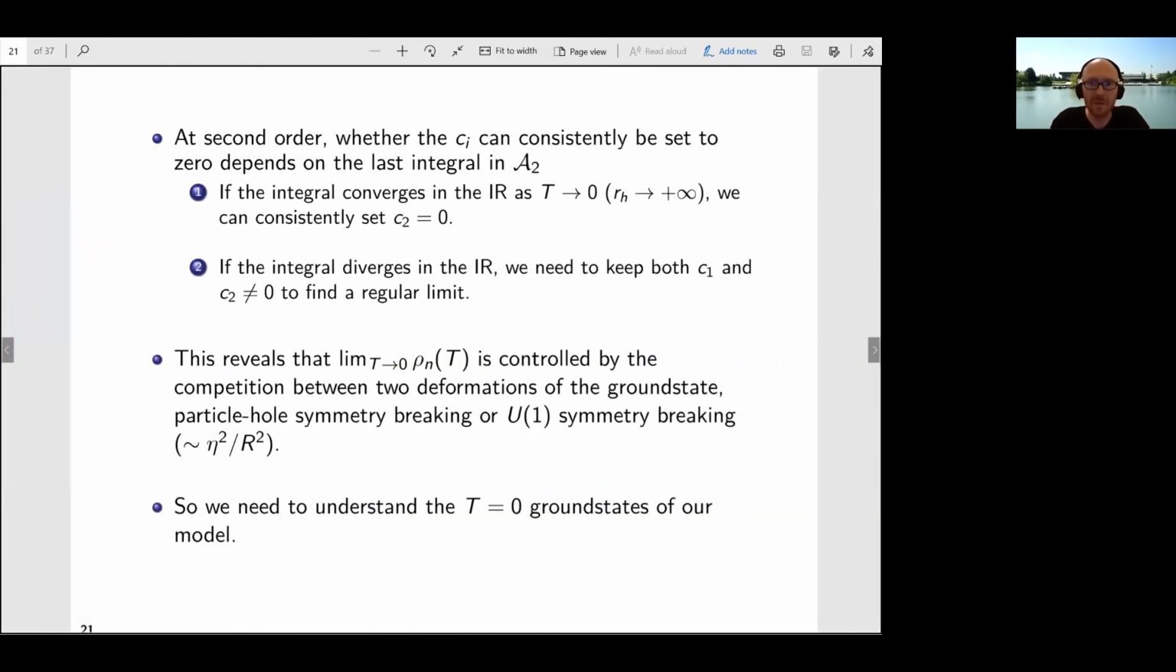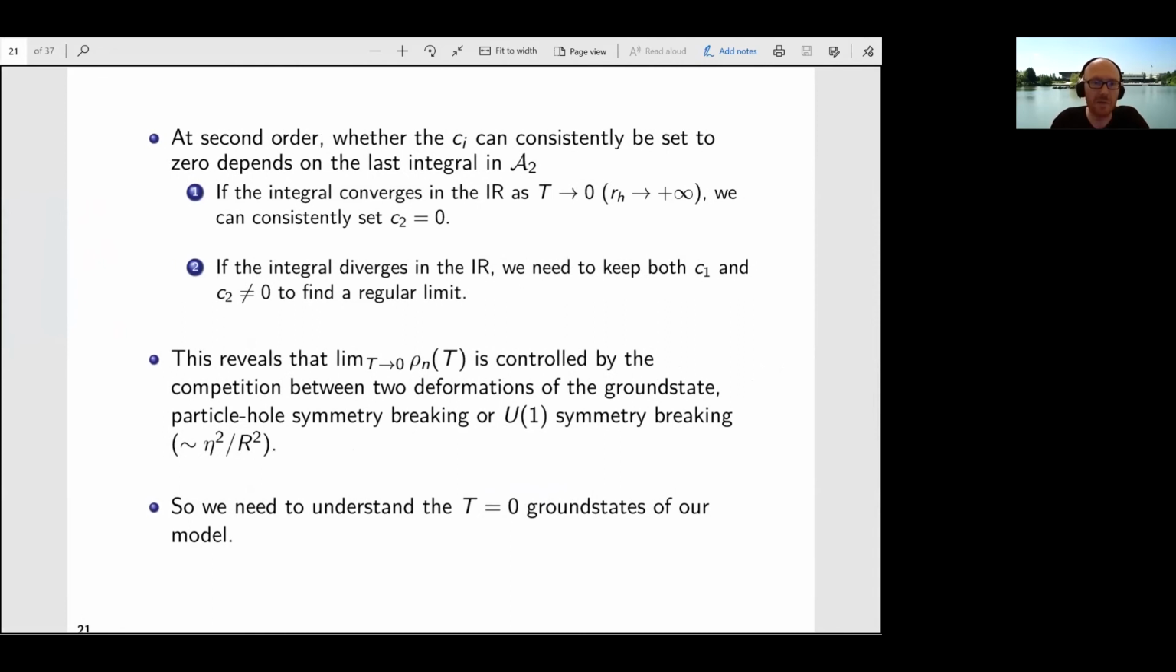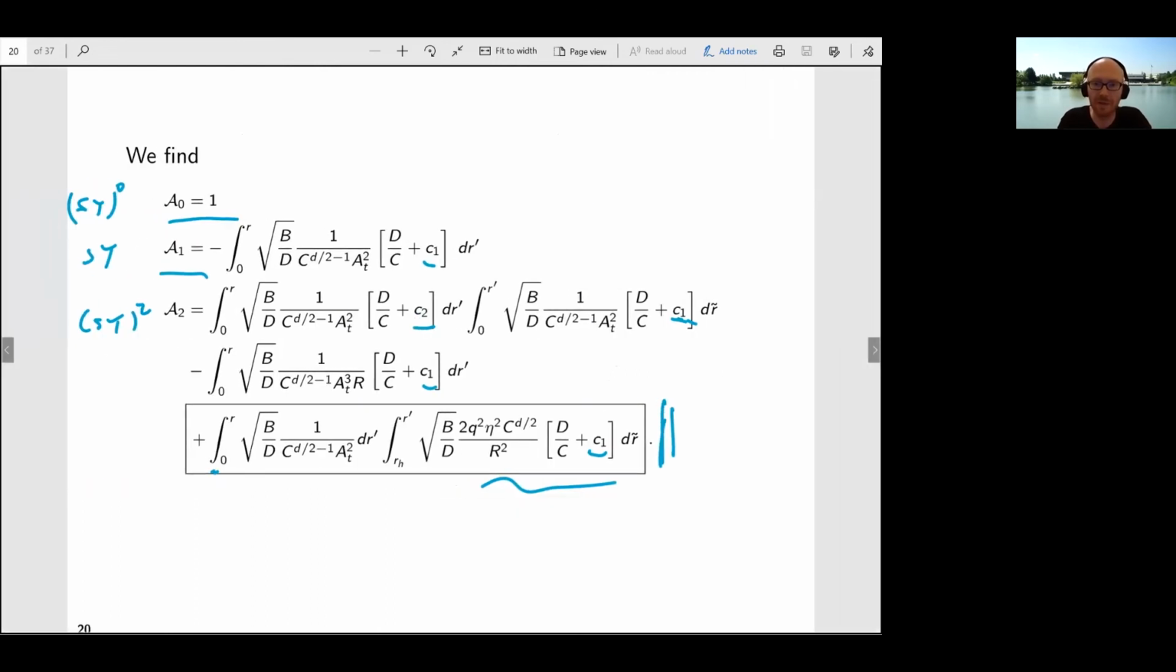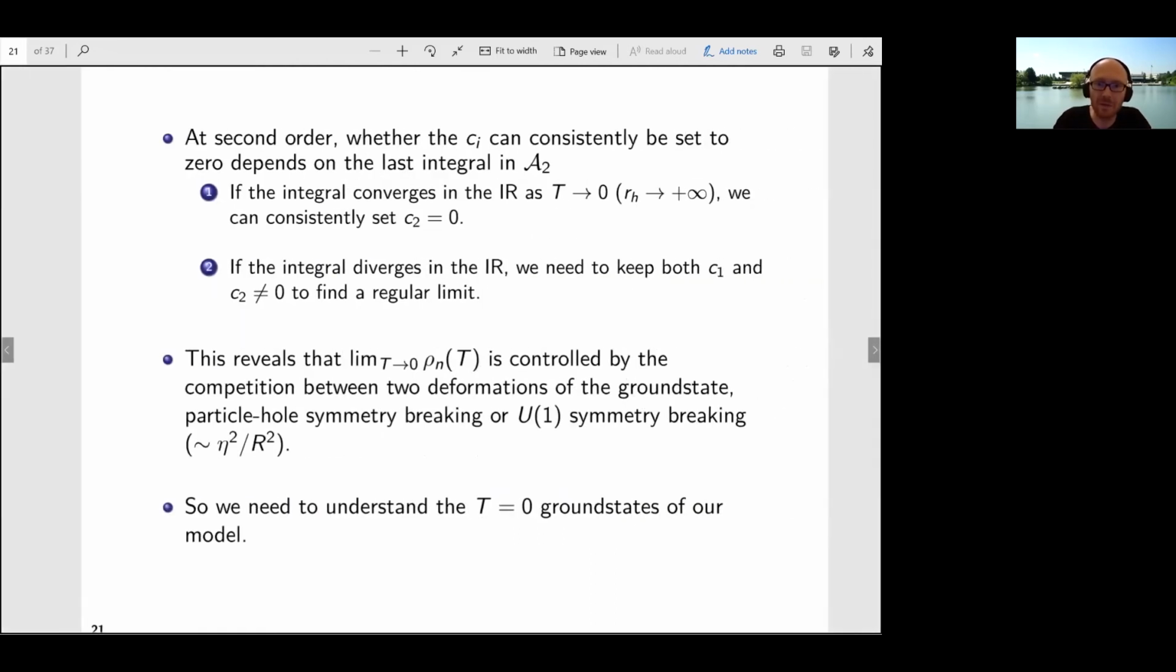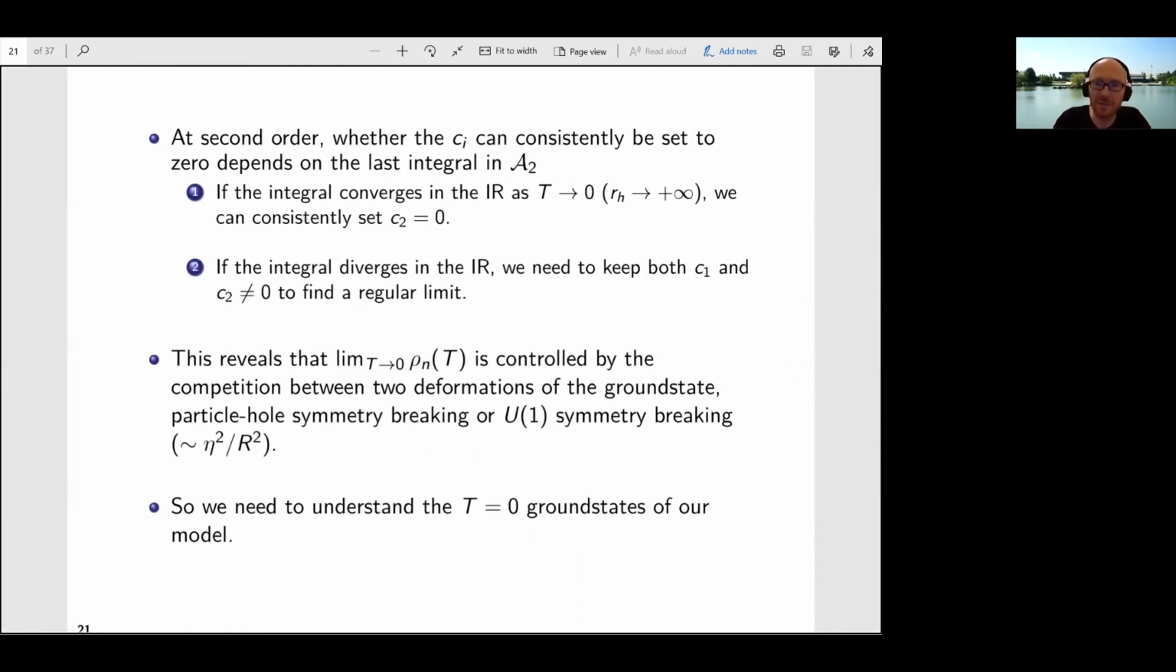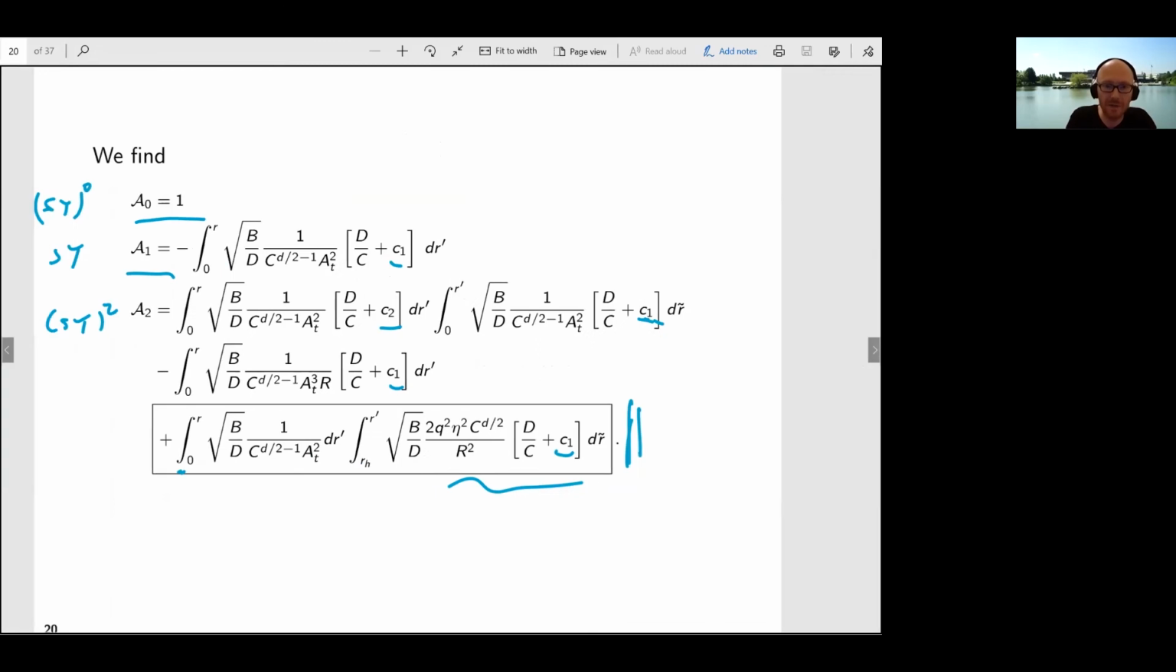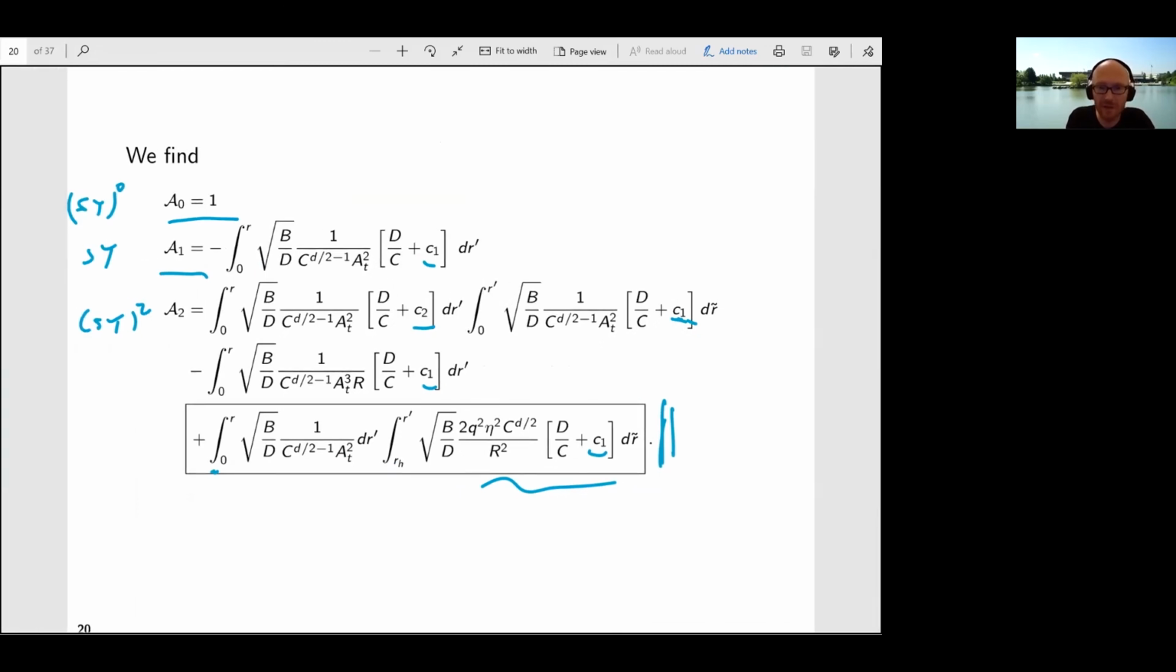So at second order, whether I can consistently set them to 0, as I was doing for the normal fluid, depends on this last integral in A2. This one, which is boxed, depends manifestly on the condensate. If the integral converges in the IR as you take the zero temperature limit, then you can consistently set all the C's to 0, in particular C2 and C1. If it converges, then once you evaluate it in the UV, it will just contribute some constant times ST squared. So it doesn't spoil the ST expansion, if you like.